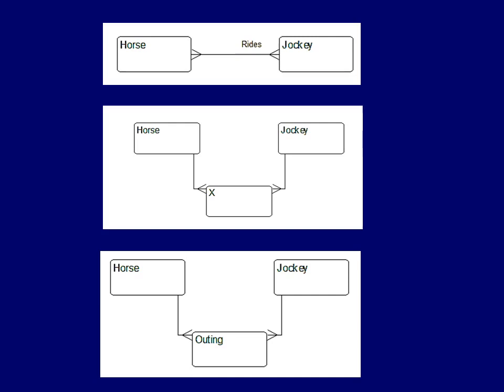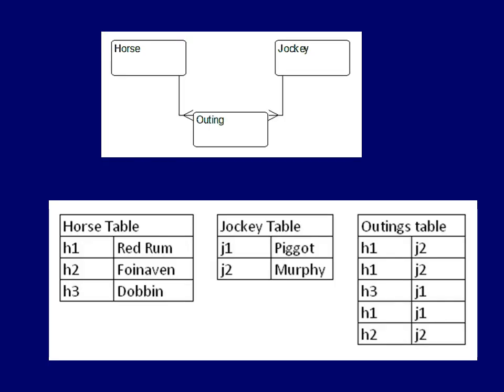We can now afford to replace X with something like ride or outing or something. And if we do it that way, then our entries are atomic. We've now got tables which don't break the rules. Each table has got attributes which have got only one value in them. And we've still got the information, because if we want to know who's ridden Red Rum, we look at the outings table and find it's... Oh, I've made a mistake there. I've got H1J2 twice. Not sure how I did that. Forget one of those, but H1J2 and H1J1. So obviously they've both ridden Red Rum.